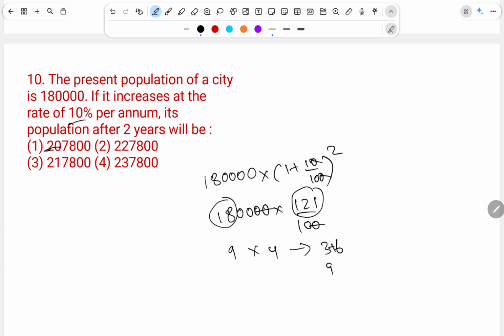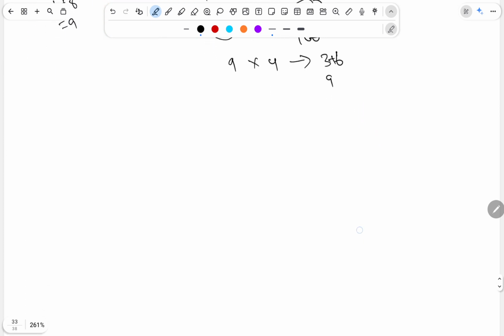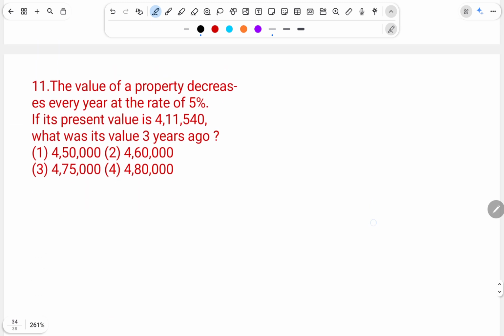2 plus 7 is 9, plus 8. No, it won't give. Yes, this will be our answer, because the others won't give the digit sum as 9. Digit sum means add the digits till you get a single digit. See this, 2 plus 1 is 3, 3 plus 7 is 10, 10 plus 8 is 18, 1 plus 8 is 9. So sometimes this kind of calculation we can also use.